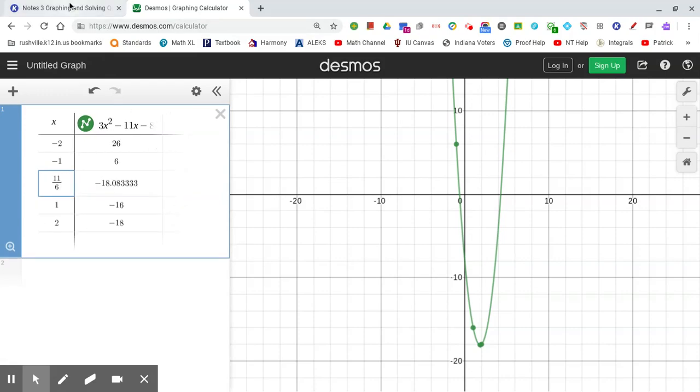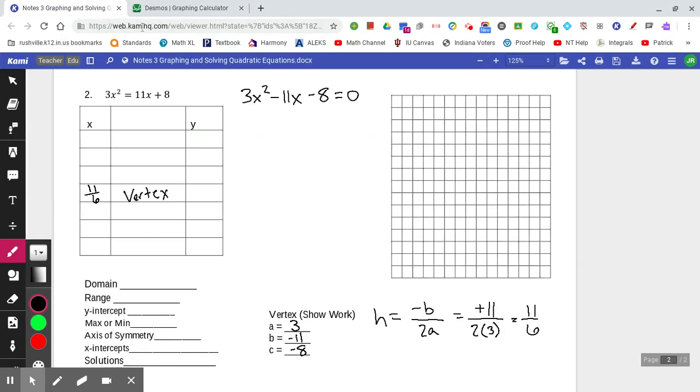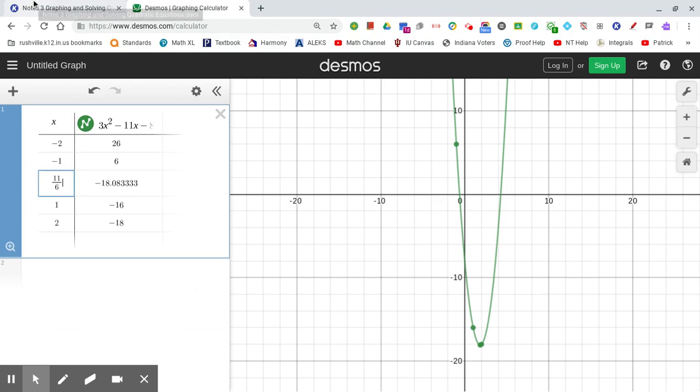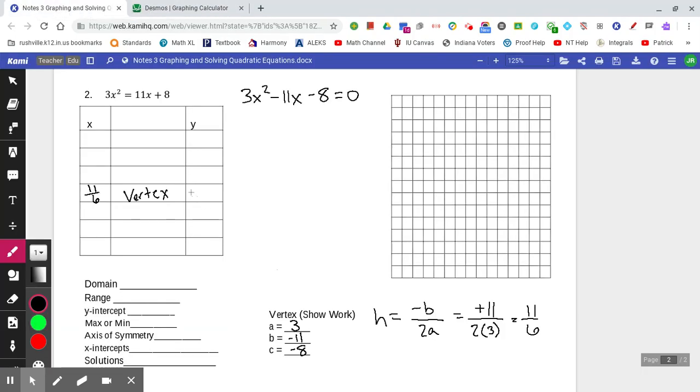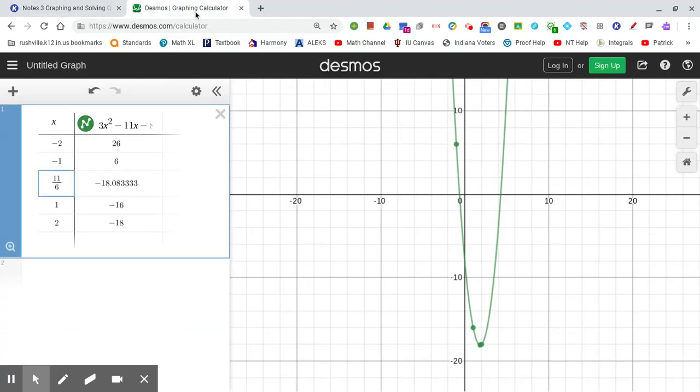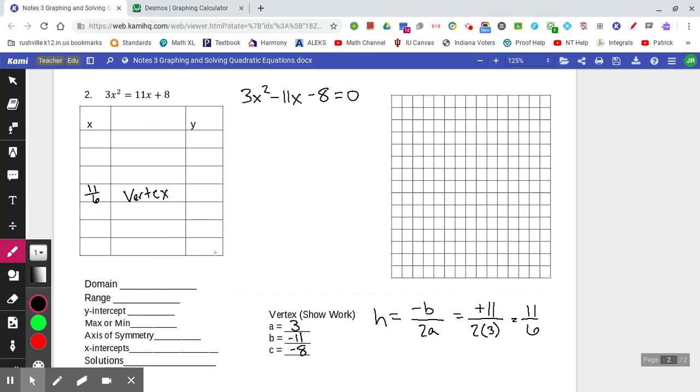Either way is fine. If you're going to be using decimals and we have decimals, I'd say go ahead and round to 3 decimal places. So this is going to be negative 18.083. And I already forgot what that is. So negative 18.083.